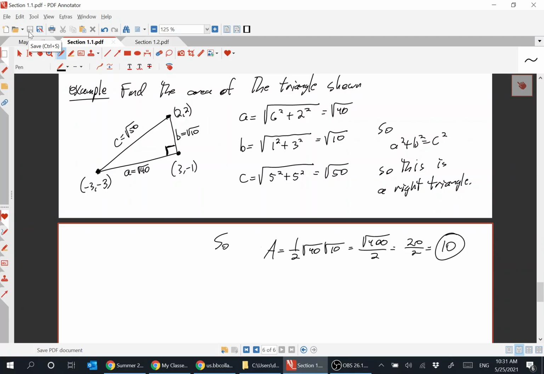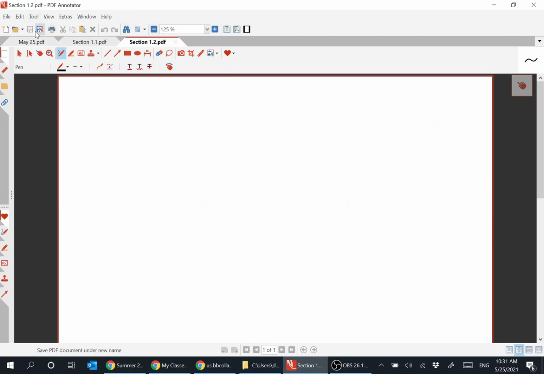Section 1.2 is a little bit quicker, a little bit less material. So circles and other graphs of equations. It's in the book. It's graphs of equations and circles, but here we're just going to be discussing circles.